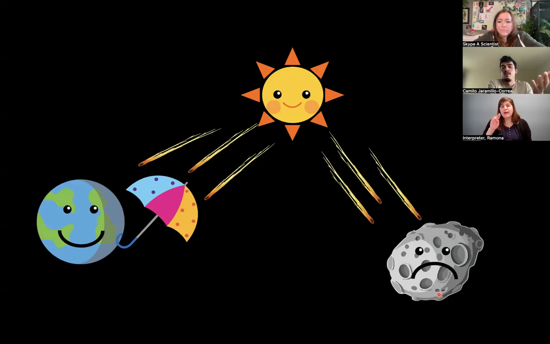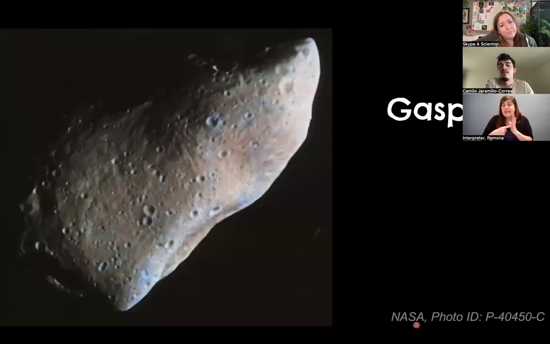And this is something that scientists have seen and study in the lab, and also study using telescopes and models. And so here I have a great example. I think it's my favorite example of sunburned asteroids.